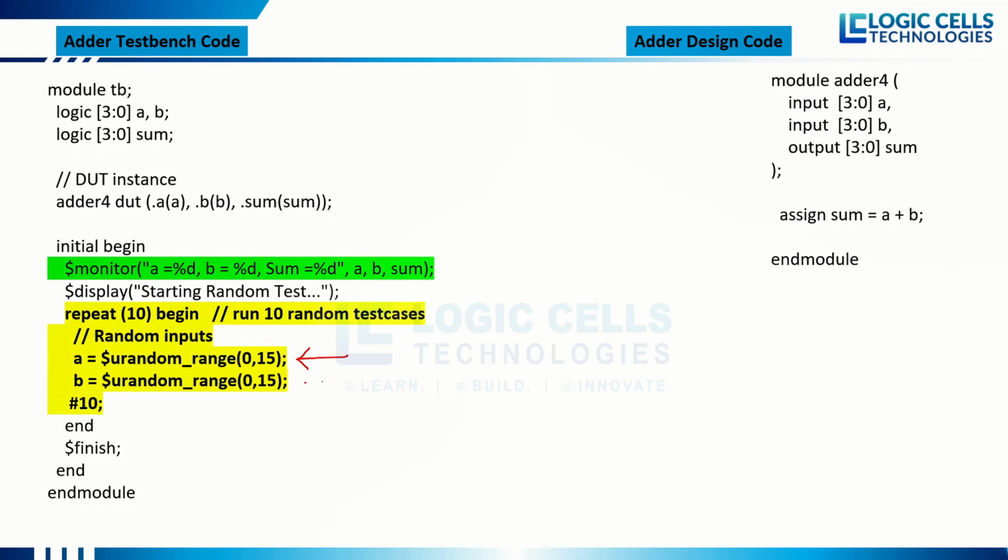We used these two constructs. We use $urandom_range. $urandom can be used on any variable. Let's say a is equal to $urandom. This will generate some random value for a. Let's say the a value is 42, something like this. But a is restricted to 3 down to 0 here, so it can generate a maximum value of 15, right? But if you just say a is equal to $urandom by declaring a as an integer, int a, it will generate a 32-bit value.